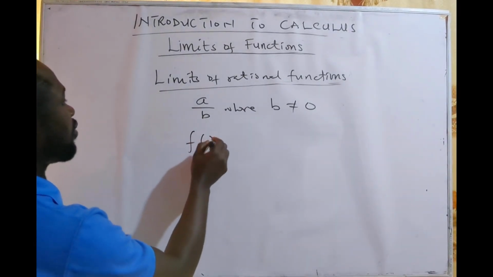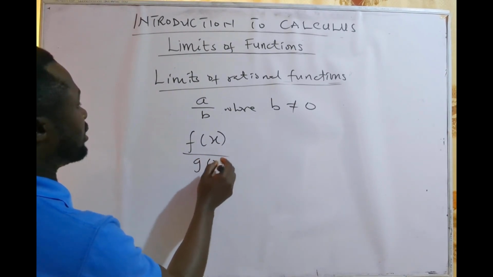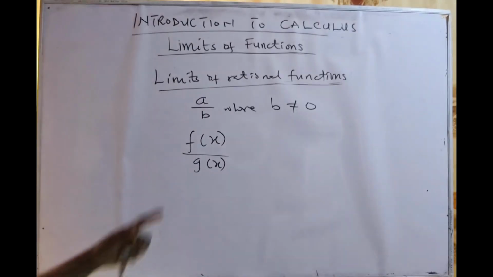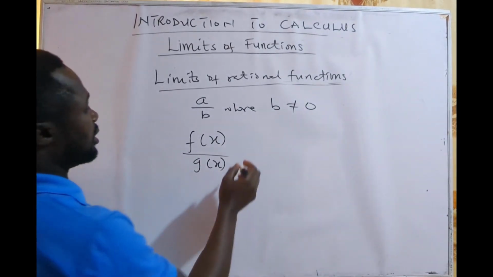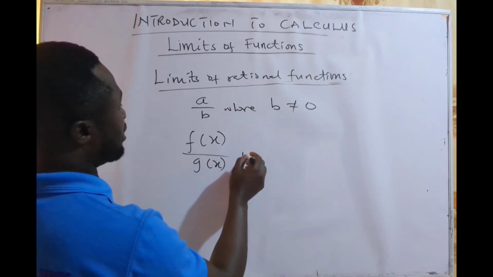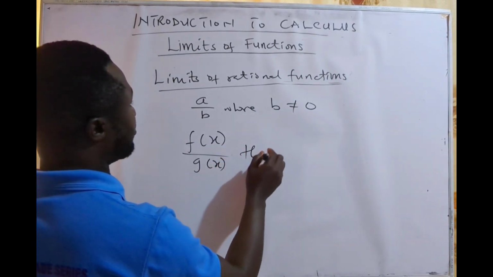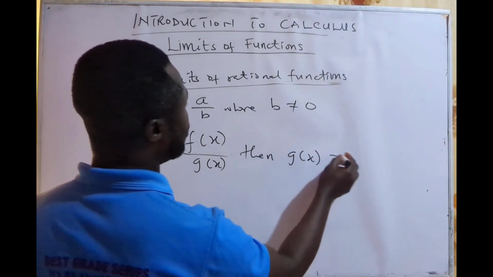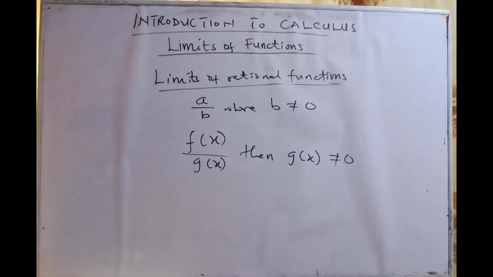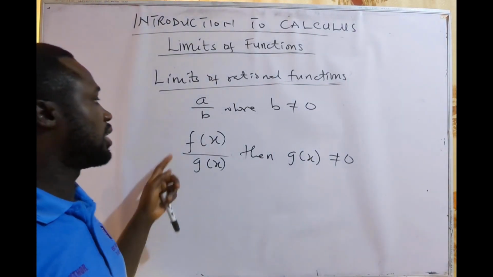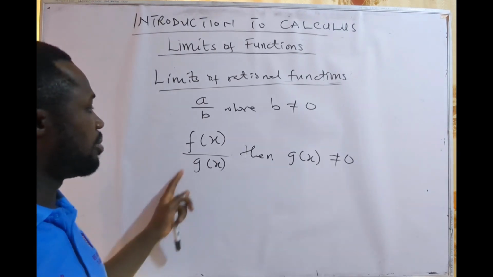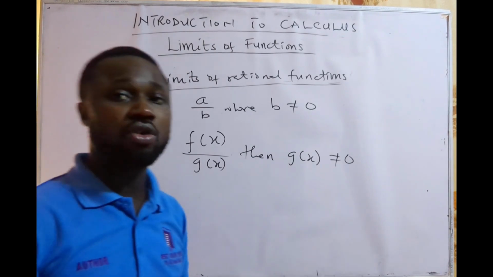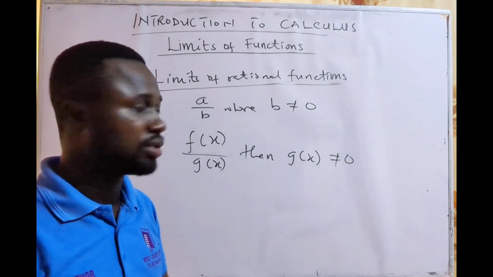In terms of functions, if I have f of x divided by g of x, then a rational function can also be in this form. Then g of x, the functional denominator, should also not be equal to 0. That is what we are talking about.